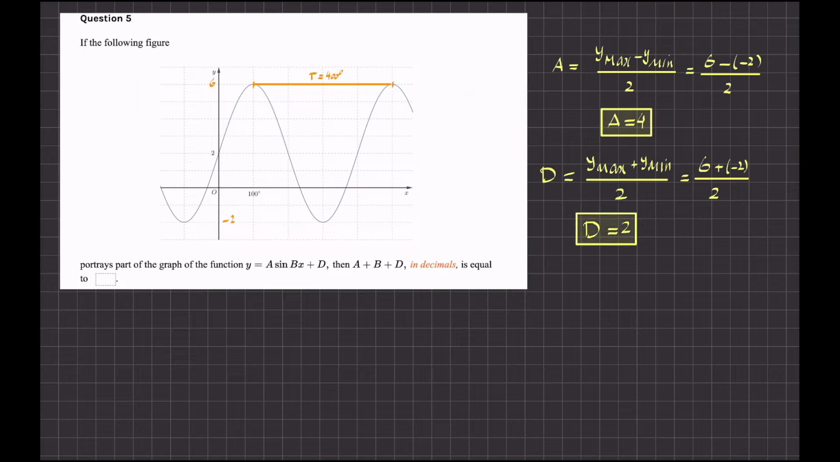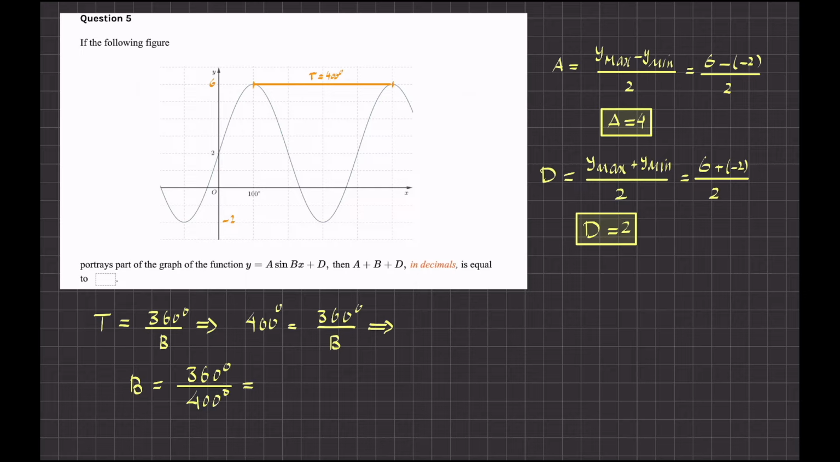Okay, and then what I have to do is calculate b. So what is b? The formula for t is equal to 360 degrees divided by b, yes? But we already learned what t is. T is 400 degrees, which is equal to 360 degrees over b. But I am looking for b, so b becomes simply 360 degrees over 400 degrees.